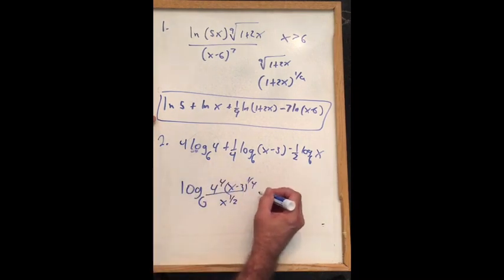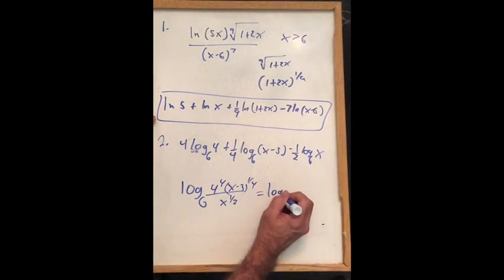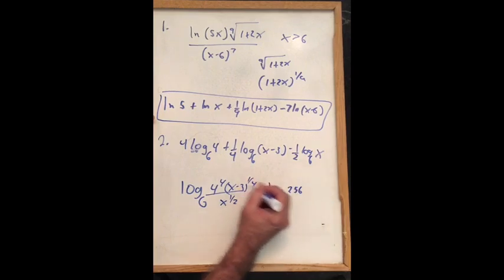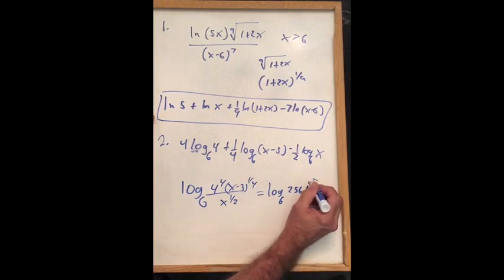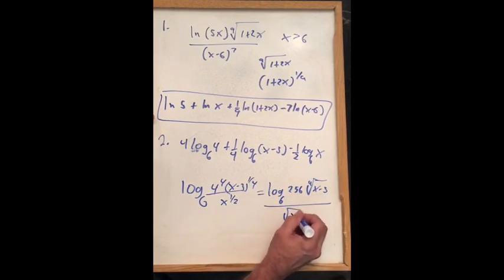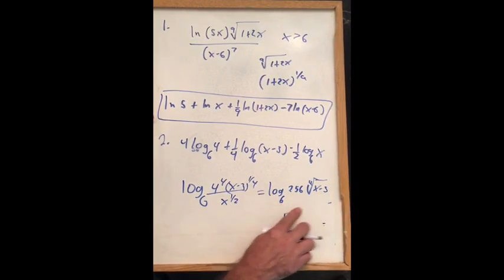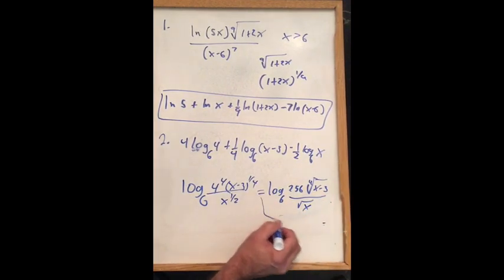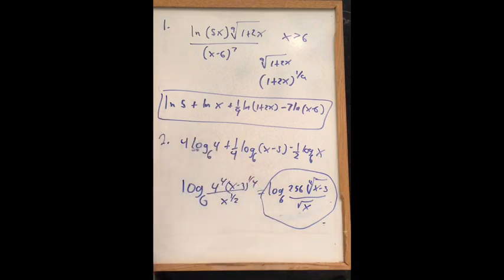And then just to clean it up, I have log base 6. 4 to the 4th is 256. That stays as the 4th root of x minus 3. And on the bottom I have the square root of x. Whoops, this should not be under there. It should be under here like this, the square root of x. And this is your answer right here. Okay.